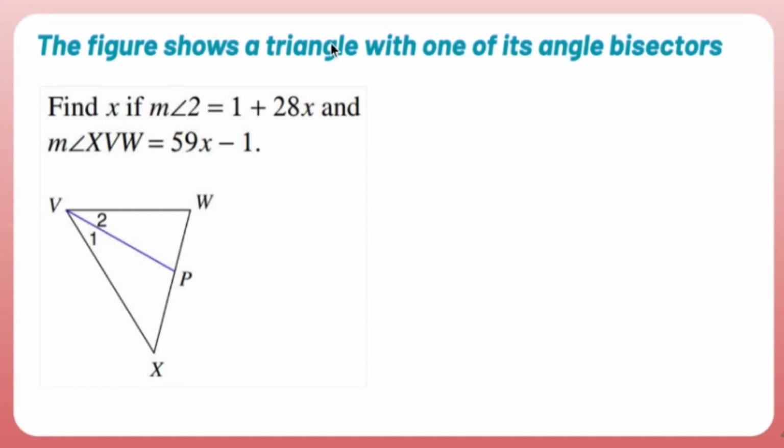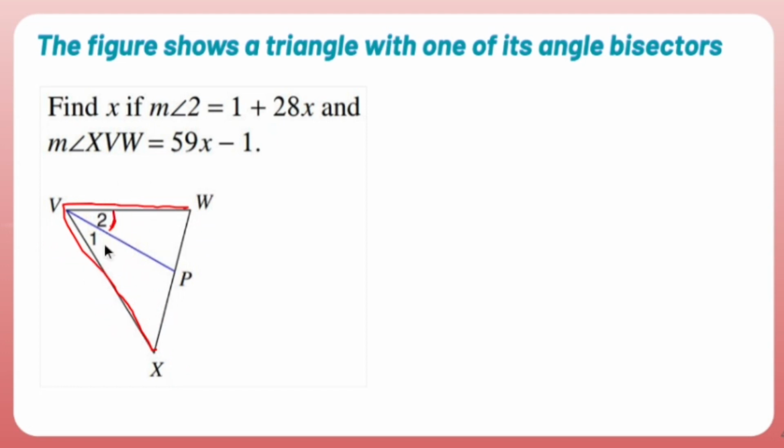The figure shows a triangle with one of its angle bisectors. Find x if the measure of angle 2 equals 1 plus 28x, and the measure of angle XVW is 59x minus 1. All right, this is angle 2 right there, and that's 1 plus 28x. XVW is this whole angle here, as I very poorly drew, but there it is.